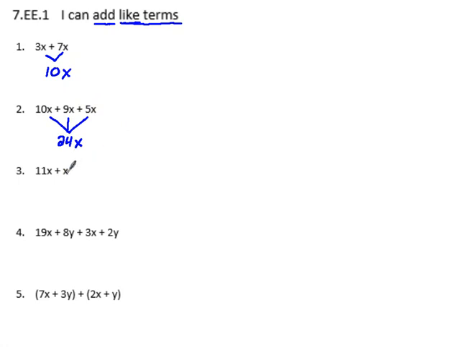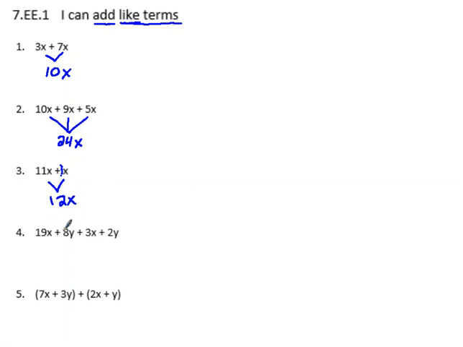If you see an x with no number in front of it, I know that there is 1 there because there is 1 written. So there is always an invisible little 1 there if there's nothing else written. So this one is 11 x's plus 1 more x, so that is going to make 12 x's.